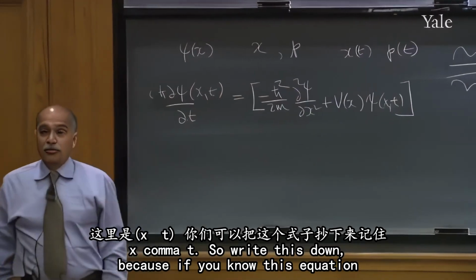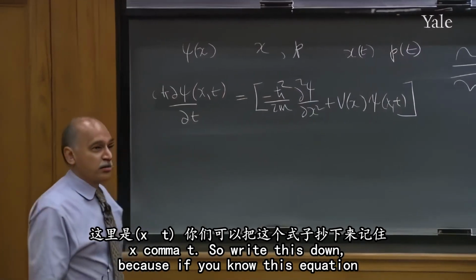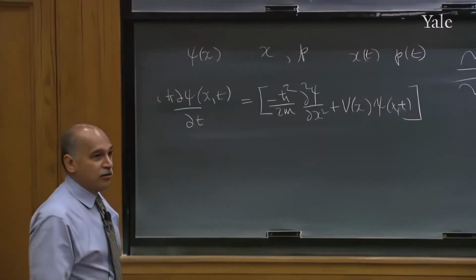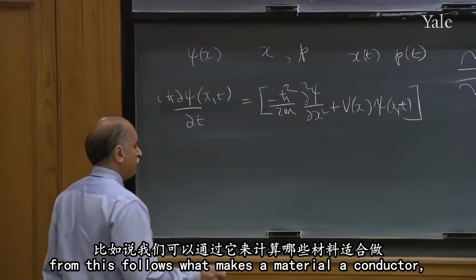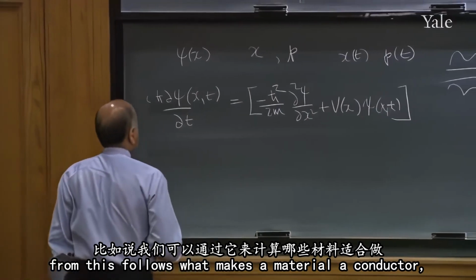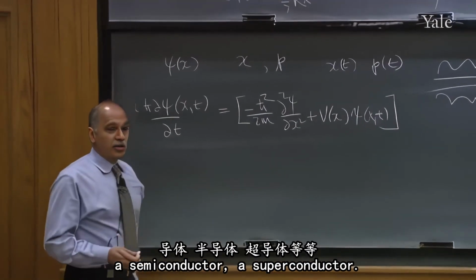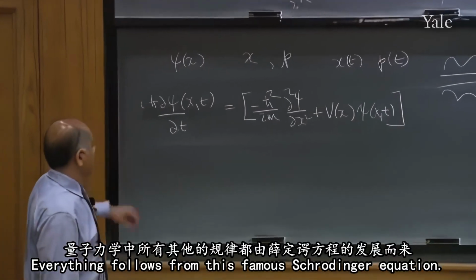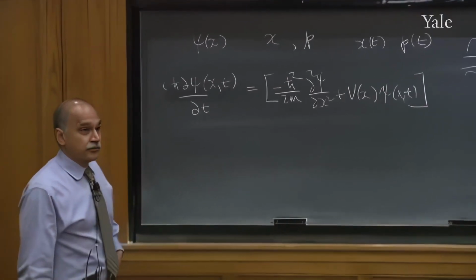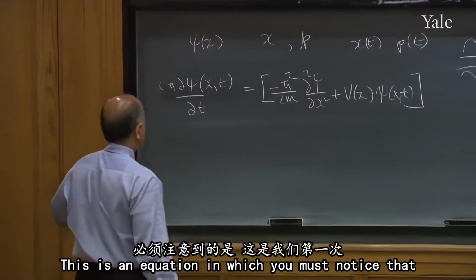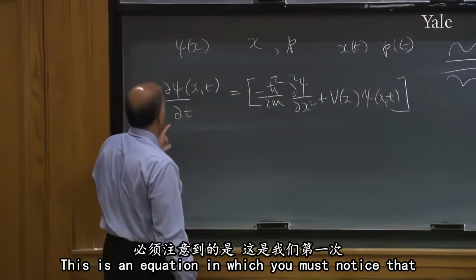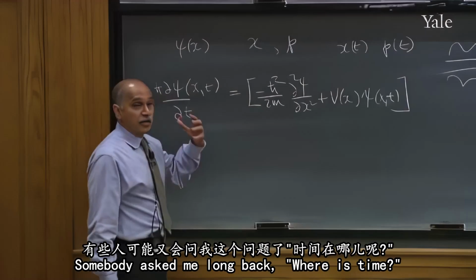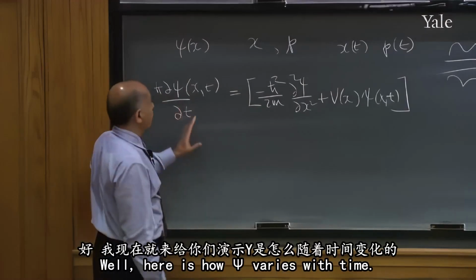So write this down, because if you know this equation, you'll be surprised how many things you can calculate. From this follows the spectrum of the atoms. From this follows what makes a material a conductor, a semiconductor, a superconductor. Everything follows from this famous Schrödinger equation. This is an equation in which you must notice that we're dealing for the first time with functions of time. Somebody asked me long back, where is time? Well, here is how psi varies with time.